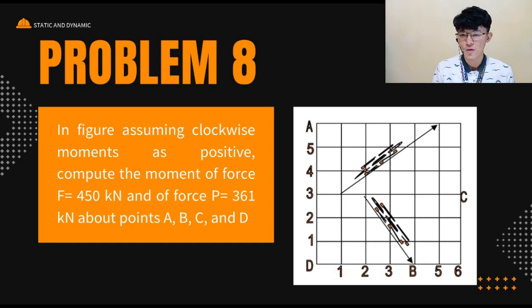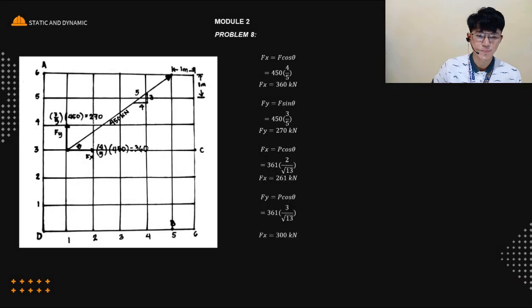In figure, assuming clockwise moments as positive, compute the moment of force F equals 450 kN and of force P equals 361 kN about points A, B, C, and D. So, this is the figure. Kung makikita po natin, assume po natin na every distance po is 1 meter or 1 unit. So, next po for solution. So, ang una po natin gagawin is kukunin po natin yung X and Y component ng force.